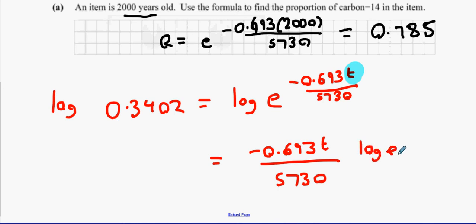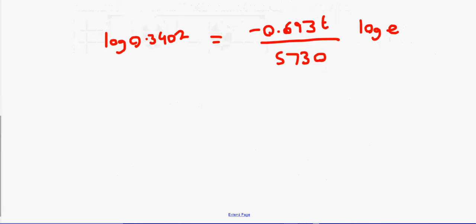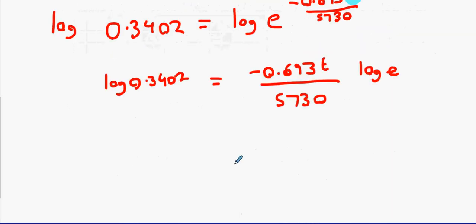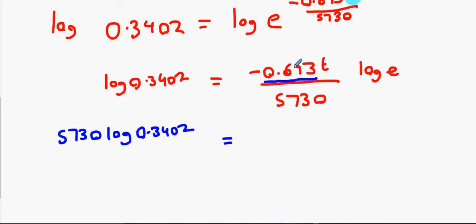Log E. Everybody cool with that? And then on the other side, it's log 0.3402. Alright, next thing. What goes where? Where does the 5,370 go? It's division on the right, which means it will be multiplication on the left. Okay. The 0.6 minus 0.693 is multiplication on the right with the minus. Huh? Division on the left, anybody?